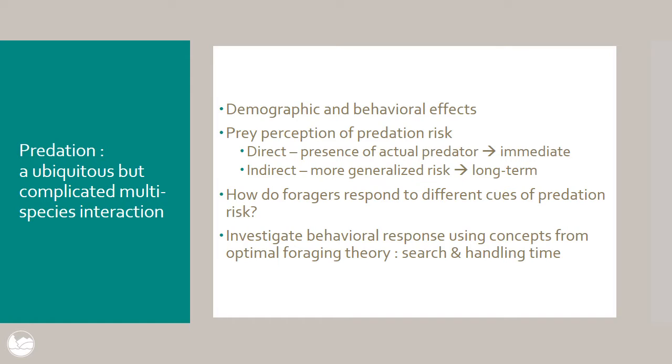Basically, prey perception of predation risk can fall into two different types of cues. Direct cues, which indicate the presence of an actual predator and would require an immediate response, and indirect cues, which are more generalized risk or habitat-based and are more longer term. The question we're asking: how do foragers respond to these different cues of predation risk? And we investigated the behavioral response using concepts derived from optimal foraging theory, specifically search and handling time.